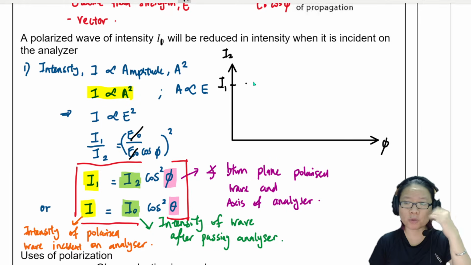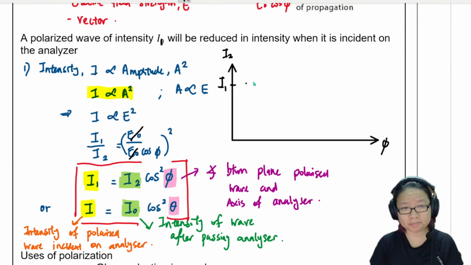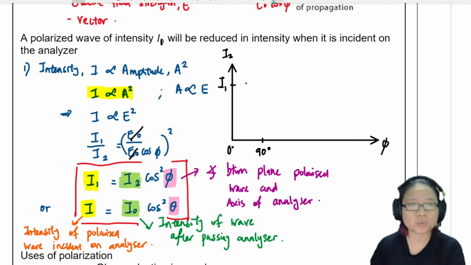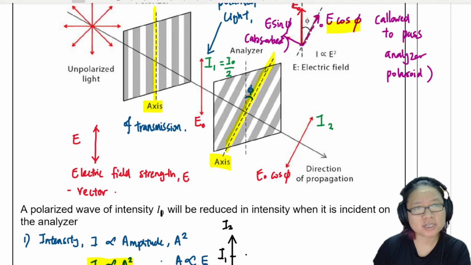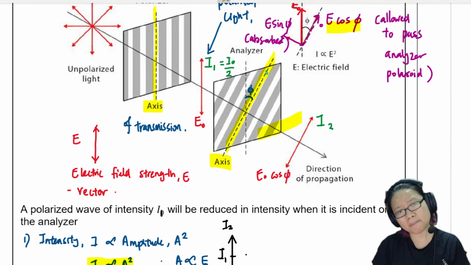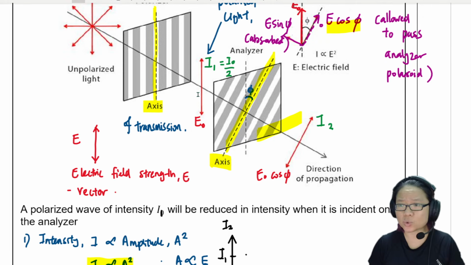Based on the drawing on top. So we're going to start off here where this is 0 degree, and then somewhere here, you will get 90 degree. Now what happens when it's 90 degree? You imagine this axis, I will rotate, and now this axis is horizontal. So it's 90 degree to E0.